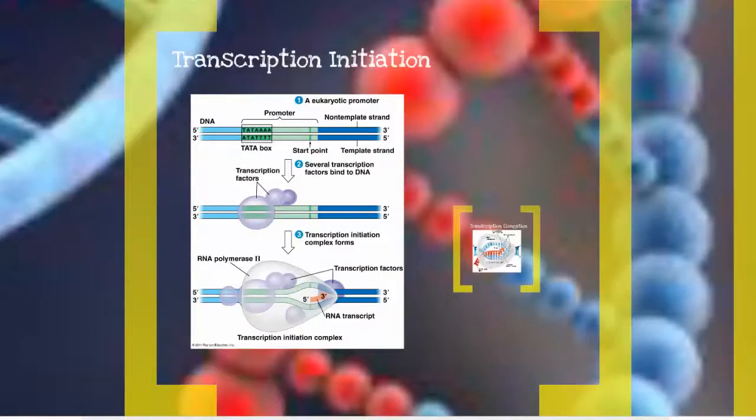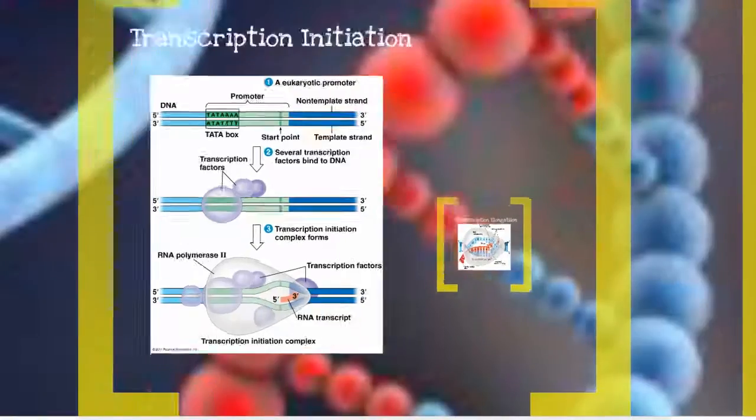Now let's look at how transcription begins. The promoter region is known as the TATA box. It is a specific sequence of DNA that precedes the gene. These promoters can be found in a variety of places throughout the genome. Transcription factors will bind the promoter once the RNA polymerase II binds to the factors. The initiation complex is complete and the transcription will proceed.